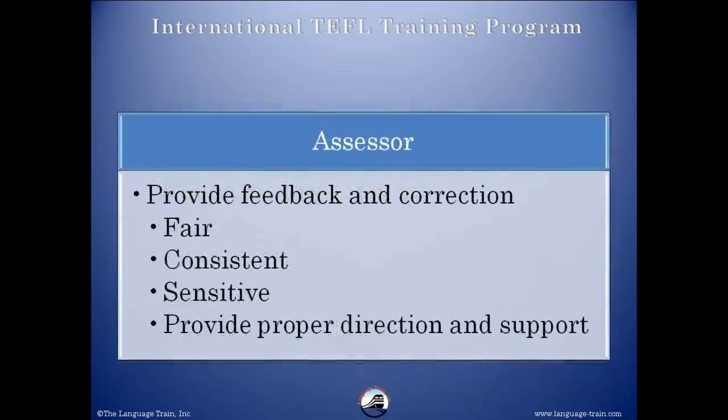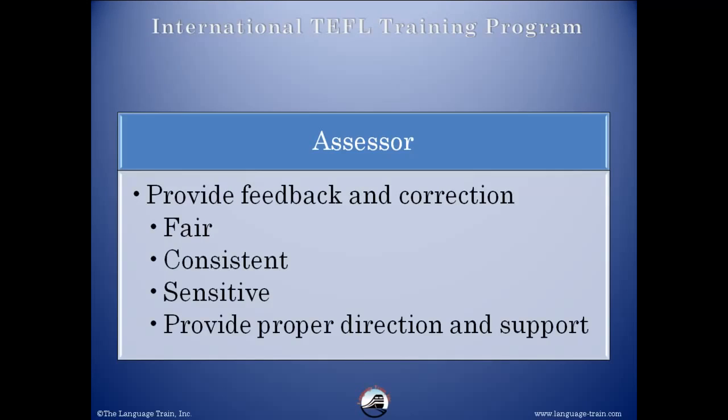All right, and then as the assessor, of course, you need to evaluate what is happening. You're evaluating your students, you're evaluating yourself, you're evaluating the activity. You're constantly evaluating and assessing everything that is happening in your classroom in order to make sure that everything is running smoothly and properly. Now, as the assessor, you provide feedback and correction to your students. This is one of the assessment responsibilities that you have. When you do this, you must be fair, and you must be consistent, you must be sensitive, and you must provide proper direction and support.